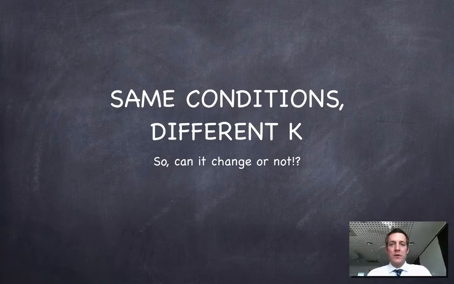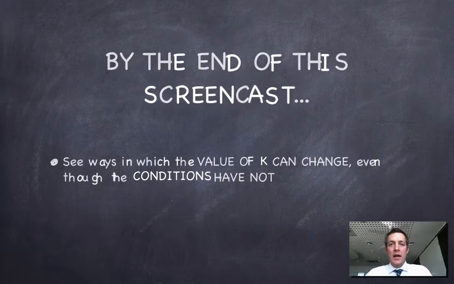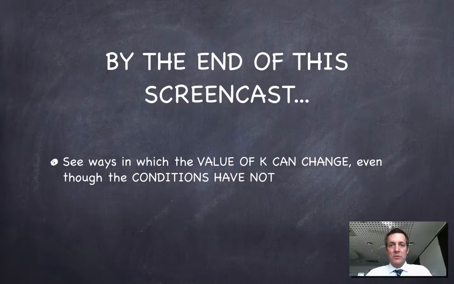Hello and welcome to this film, which is all about equilibrium constants again, and in particular how we can change the value of an equilibrium constant without changing any of the conditions of the reaction. And that might sound a little bit strange because although we've learned by now that equilibrium constants won't change if you change any condition other than temperature, we'll see in this film that we can change the value of an equilibrium constant without changing anything about the reaction other than the way we represent it.